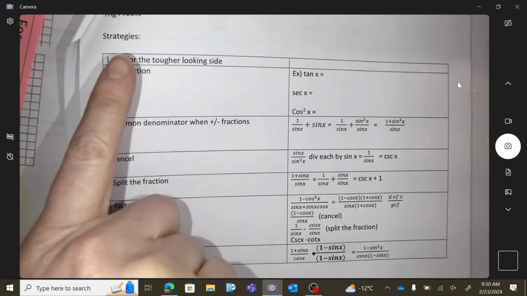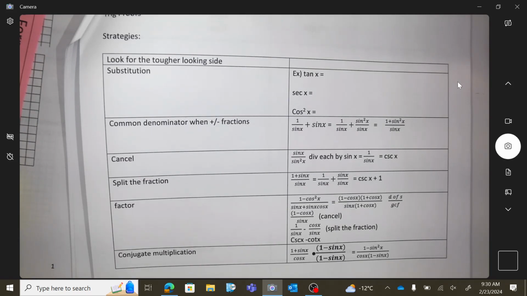It's in the notes. It's called trig proofs. It's in the same notes book that we've been writing in.